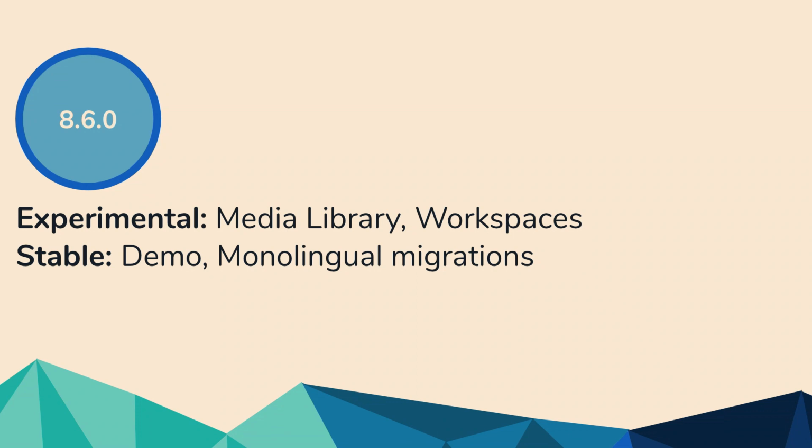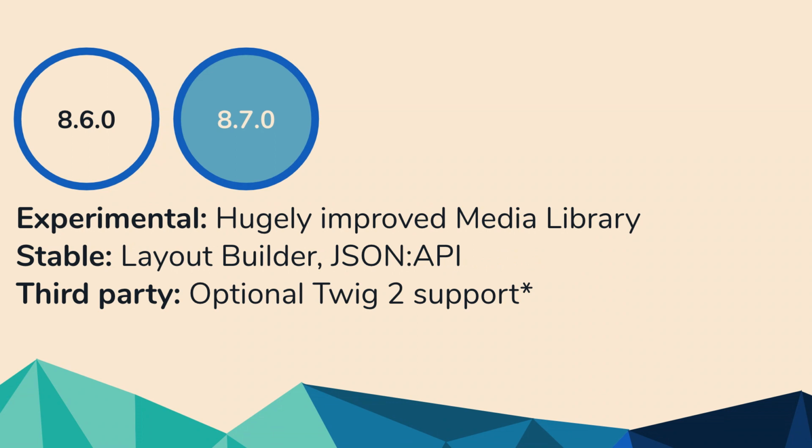For example, 8.6.0 added new experimental modules, media library, workspaces, and multilingual migrations. Also released were stable versions of the Umami demo and monolingual migrations. In 8.7.0, Layout Builder became stable, and JSON API was added as a brand new stable module, while the experimental media library module was hugely improved. There's also optional support for Twig 2 in Drupal itself.